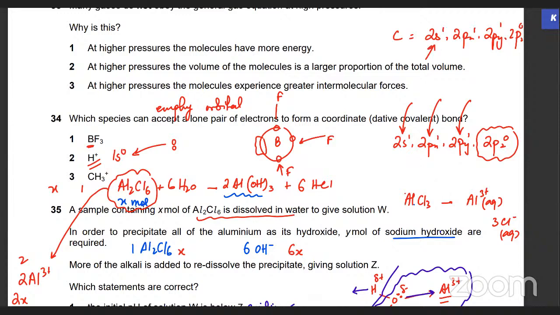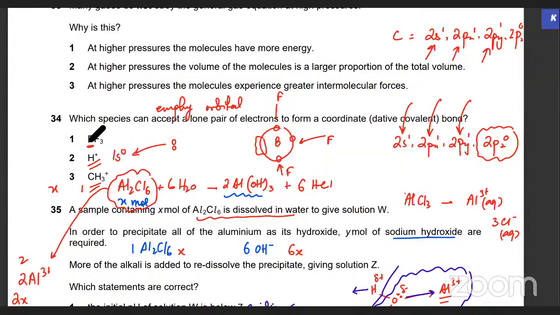CH3, that means H gave electron to this one, so 3 H's bonded. Carbon got electrons in all of them, and the last orbital is completely empty. CH3 needs 2 electrons, so it's going to be able to form a dative bond as well. So all 3 would be capable of forming dative bonds because they all need 2 electrons to complete the outer shell.